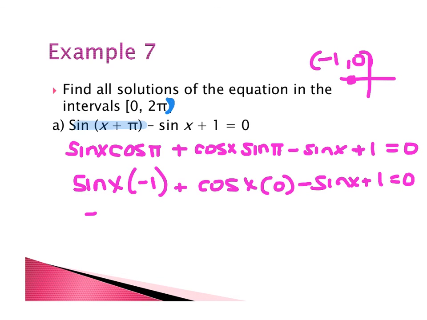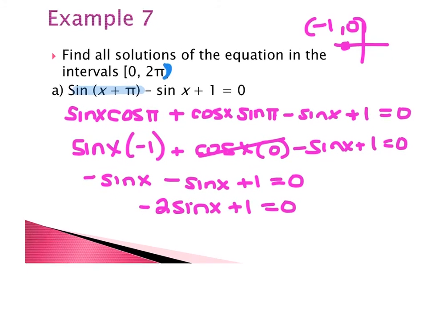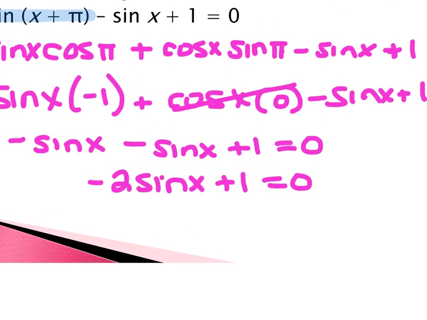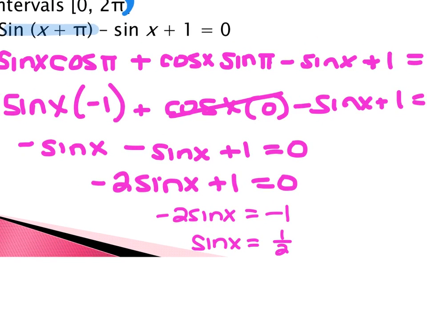So I end up with negative sine of x plus 0 would cancel out, minus sine of x plus 1 equals 0. There's 2 negative sine x's, so I get negative 2 sine of x plus 1 equals 0. Now this should look familiar to the things that we were doing in 5.3. I've got to solve for sine. So I'm going to subtract the 1, divide by negative 2, and I get sine of x equals 1/2.